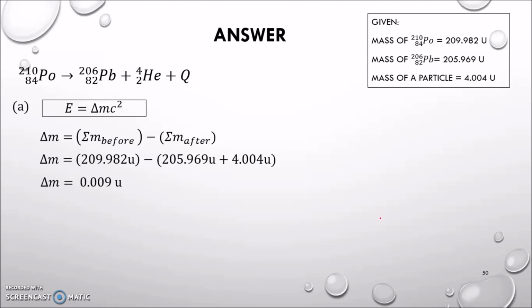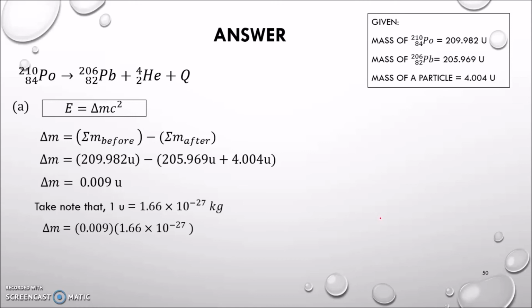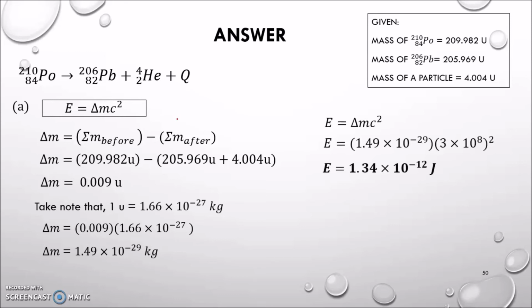Here you will get delta m, or mass defect, equal to 0.009 u. Convert into kilograms, which is 1.49 times 10 to the power of -29 kilograms. Substitute into the equation of E, then you will get 1.34 times 10 to the power of -12 joules.